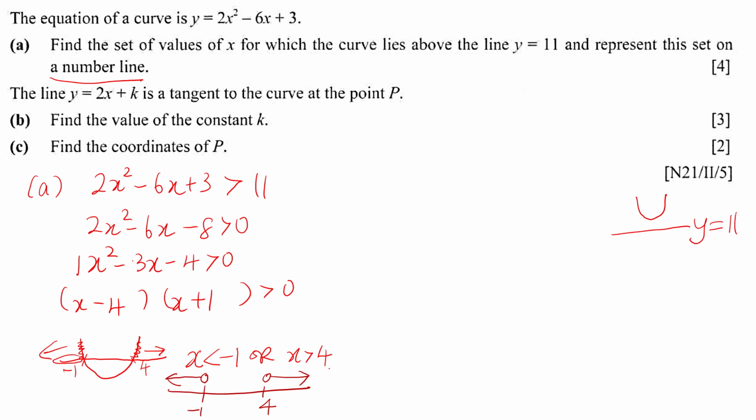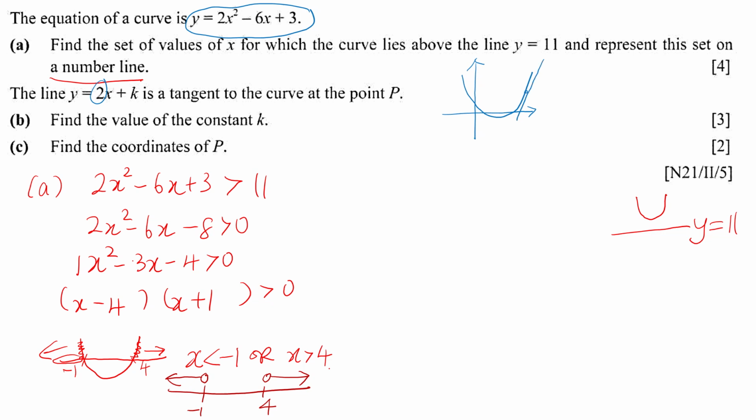So for part B, we are told that the line y equals 2x plus k is the tangent to the curve at point P. All right, so this one is a quadratic curve. A quadratic curve is a U-shaped curve. So let's have a U-shaped curve, and you have a line y equals 2x plus k. So it's a positive gradient.